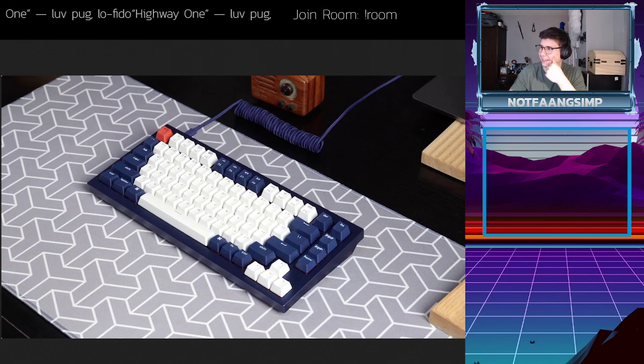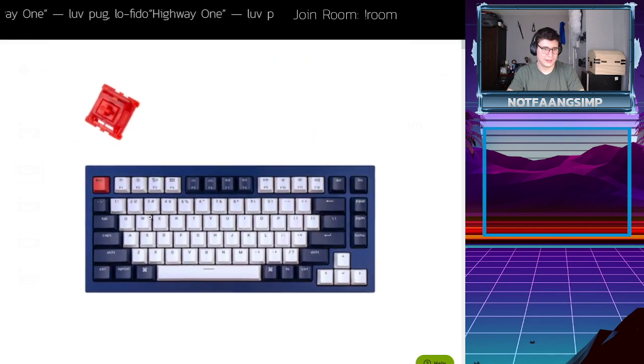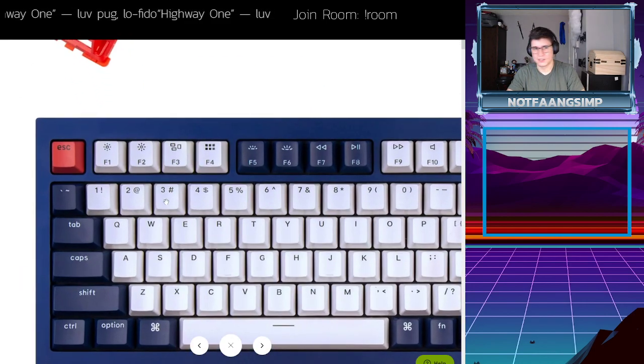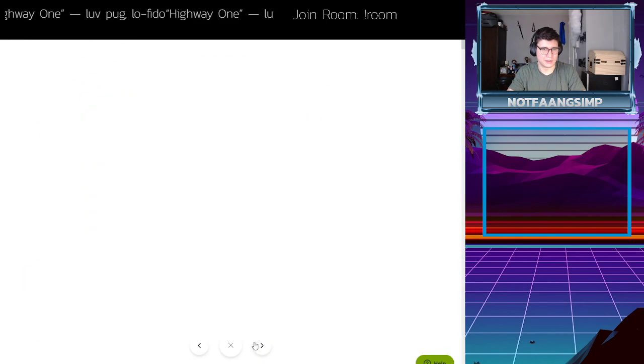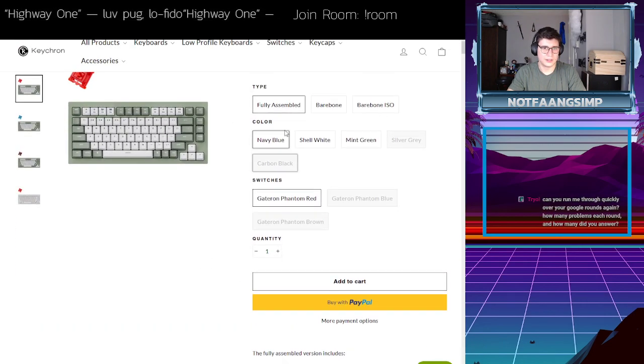I keep looking back at this keyboard. I need to stop looking at this before I go and impulse buy it. The print is just very, very pingy though, and the keycaps aren't as high quality as maybe you'd like. Navy blue. Oh goodness, they're only available.